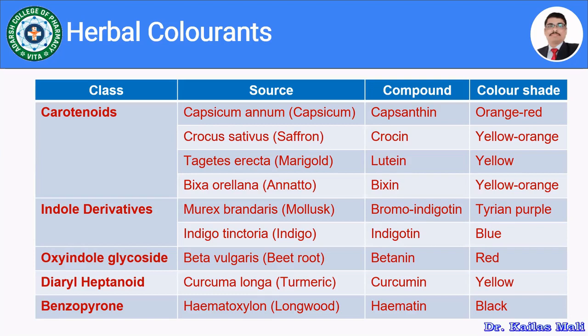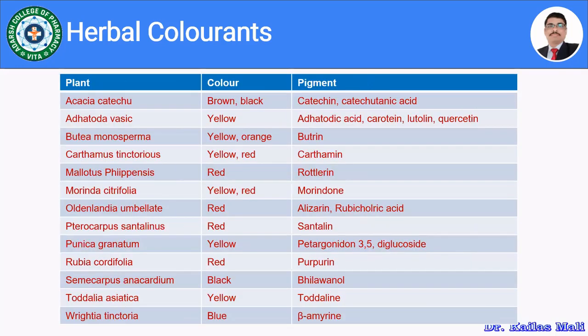So these are some of the examples of the herbal colorants which are being used in pharmaceutical dosage forms as well as cosmetics and foods. Let us see some of the other plant sources which are being used to get the natural colors.